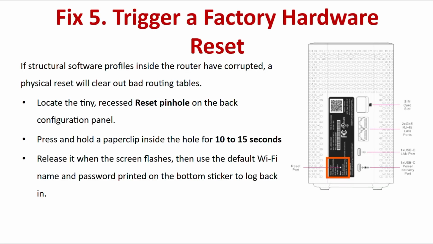Fix 5. Trigger a factory hardware reset. Locate a tiny recessed reset pinhole on the back configuration panel. Press and hold a paperclip inside the hole for 10 to 15 seconds. Then release it when the screen flashes, then use the default Wi-Fi name and password printed on the bottom sticker to log back in.